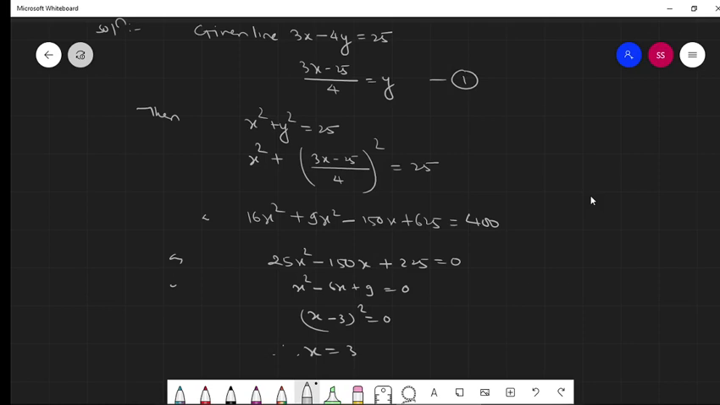So the line intersects at the intersecting point. We find the same value, x equal to 3, 3. And again, you can verify b square equal 4ac. If that condition is satisfied, it touches in two coincident points. You can verify here also: b square is minus 6 whole square, 4 times a is 1 and c is 9, 36 equal 36. It is also verified.